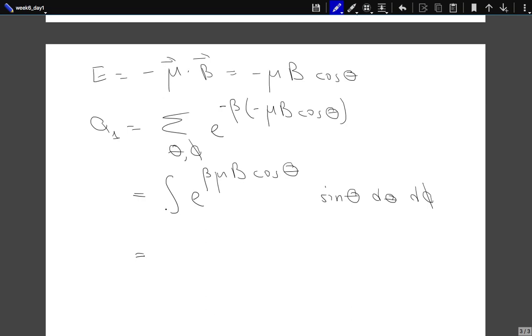Well, nothing depends on phi, so it basically brings a factor of 2 pi. The theta integral is trivial to evaluate, so it's just minus e to the power beta mu B cosine theta, with theta going from 0 to pi.